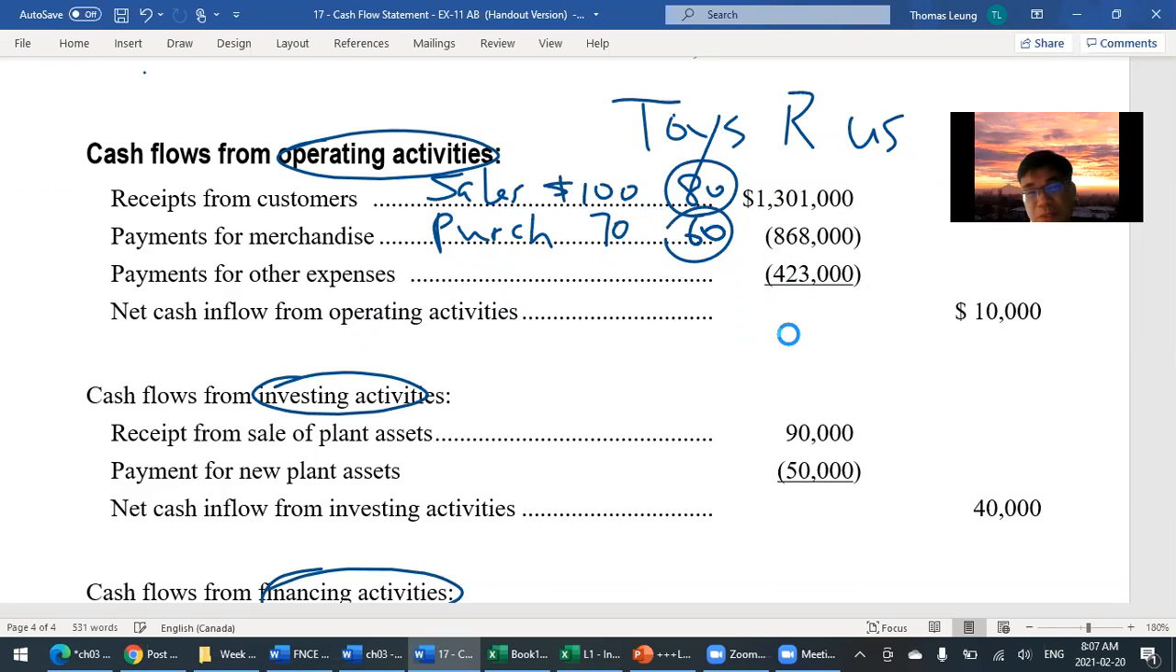Any question? So it means that this part is telling you what happened in your day-to-day operation, how much you receive, how much you pay. Yes, it seems that you have a question.